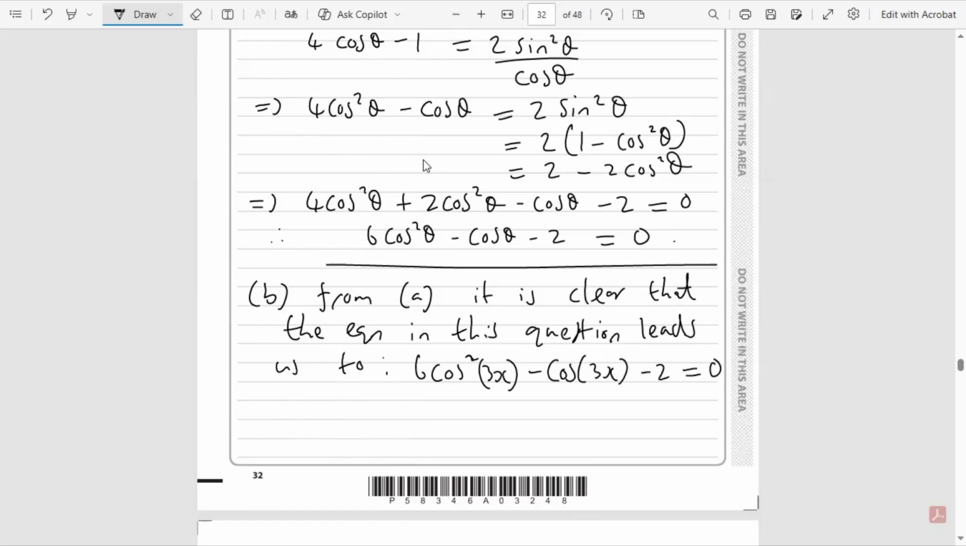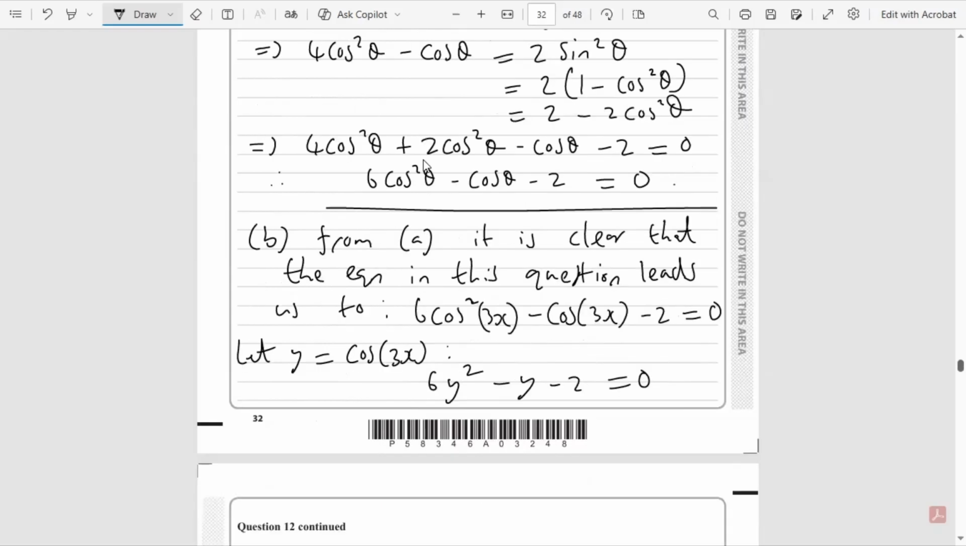Perfect. Now then, this is kind of like a quadratic in disguise. So what you could do if you want to, you could let y be equal to cos 3x. Then this creates a quadratic in the variable y. So 6y squared minus y minus 2 is equal to 0.